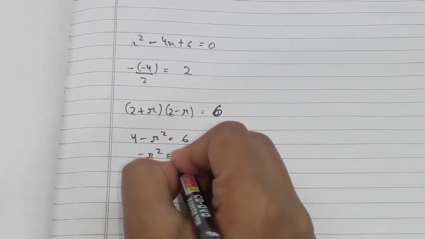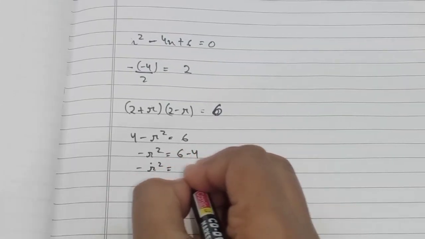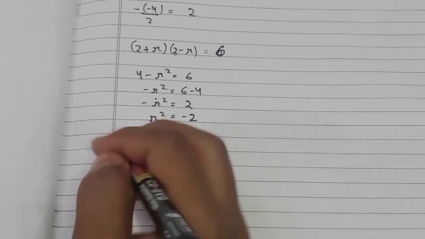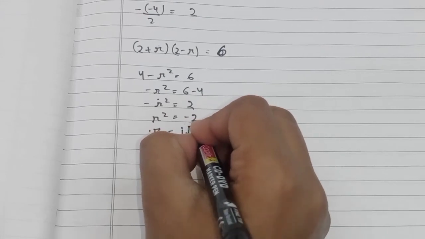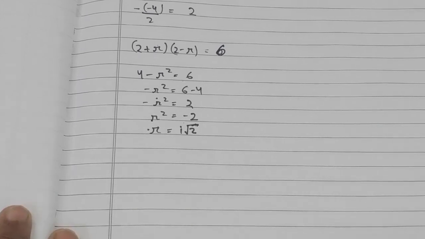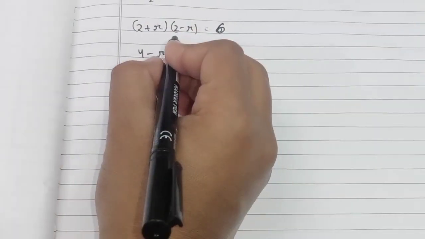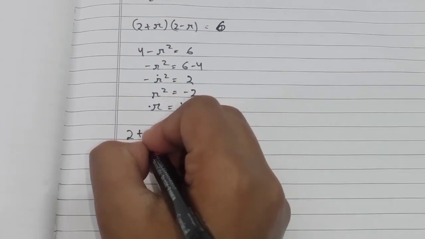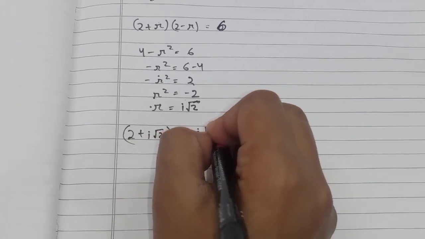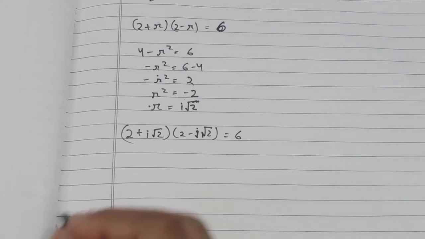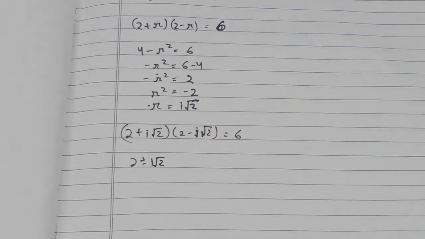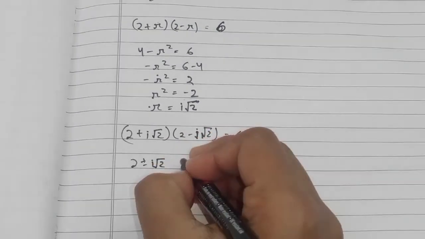This gives minus r square is equal to 6 minus 4, so minus r square equals 2, and r square is equal to minus 2, and r is equal to i root 2, right? So the roots for this equation will be 2 plus r and 2 minus r. So this is 2 plus i root 2 and 2 minus i root 2, and the answers are 2 plus minus i root 2. These are the solutions for x.